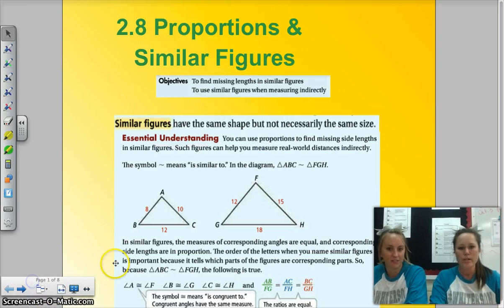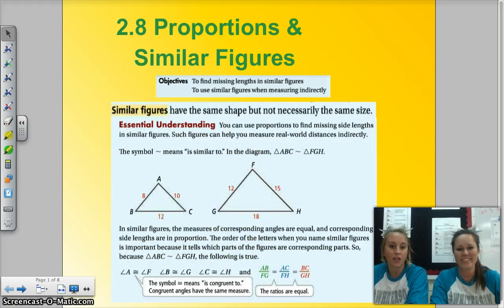So, similar figures have the same shape, but not necessarily the same size. As you can see, we've got two triangles. They're similar. They're not the same size. One's bigger, one's smaller. There you go. Similar. Here it is, guys.